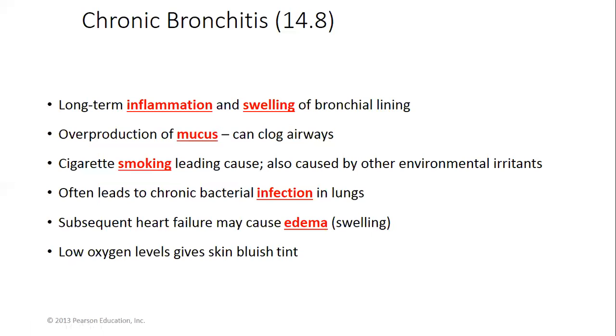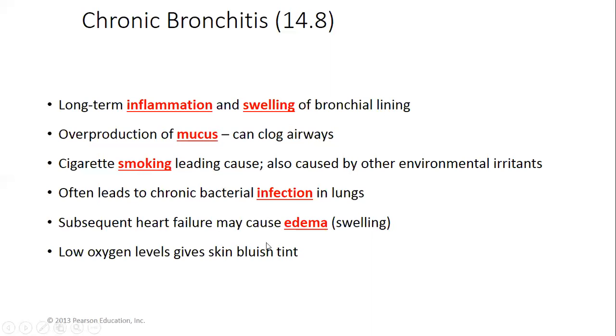Cigarette smoking is the leading cause of chronic bronchitis, but it can also be caused by other environmental irritants. Anything that you're allergic to can cause some inflammation and chronic bronchitis. And that can usually lead to infection, where there's inflammation, where there's overproduction of mucus. Remember, mucus traps pathogens and debris. And if you're producing too much, that infection and those bacterial cells can stay in the airways longer, and they can grow and cause infection.